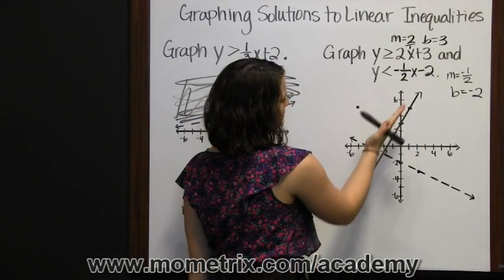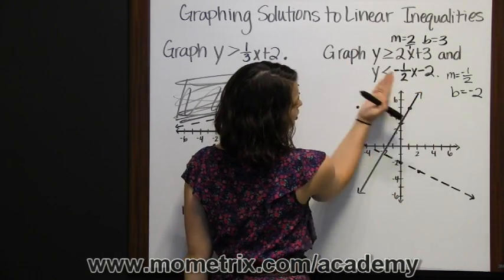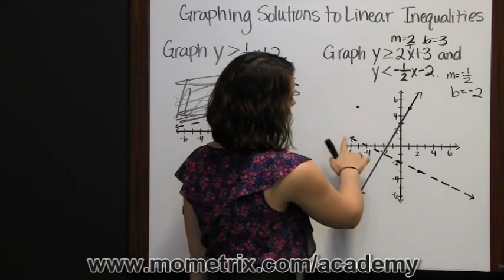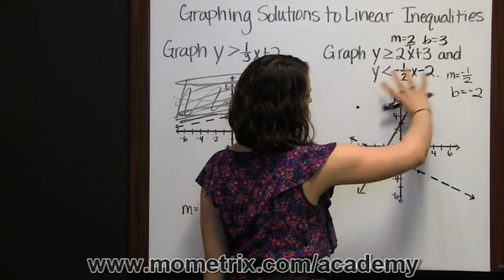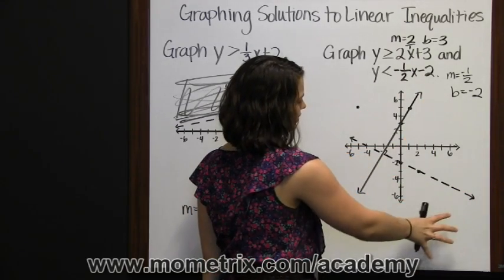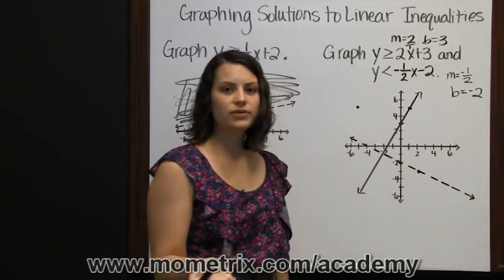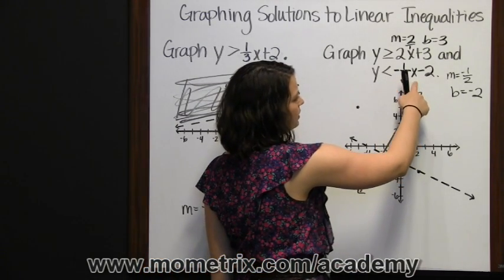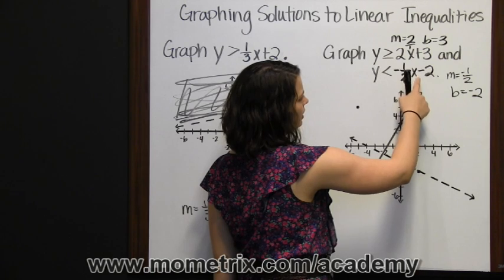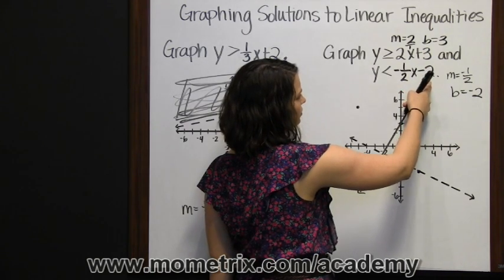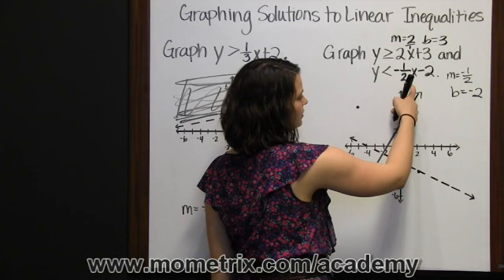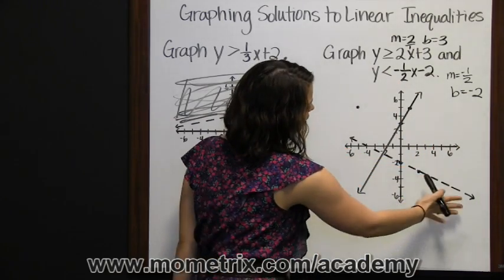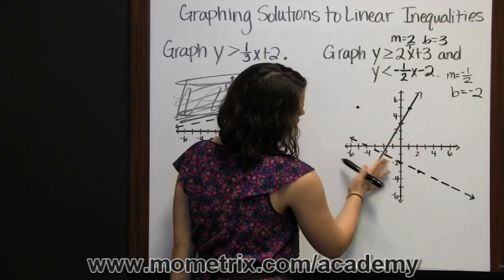For our first line, this region was what was shaded. So now we need to see where we're shading for our next line. Is it above the line or below this dashed line? Again, I'm just going to use 0, 0 in order to check. So -1/2 times 0 is 0. 0 minus 2 is -2. So is 0 less than -2? It is not. So this is not where we're shading for this one. We're shading down here in this region.